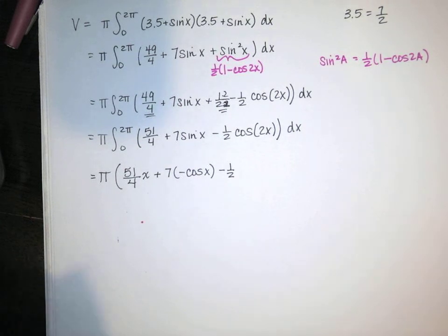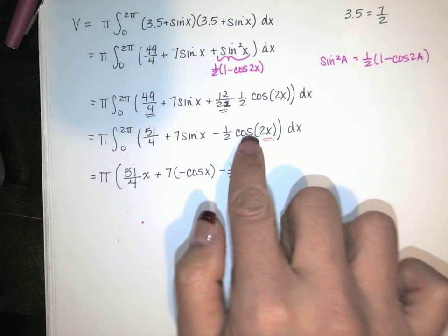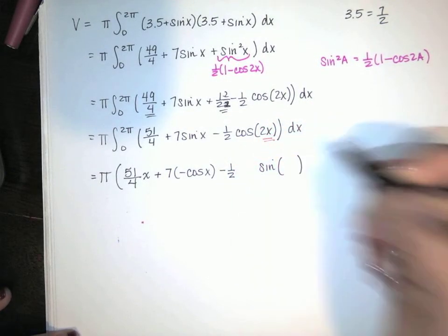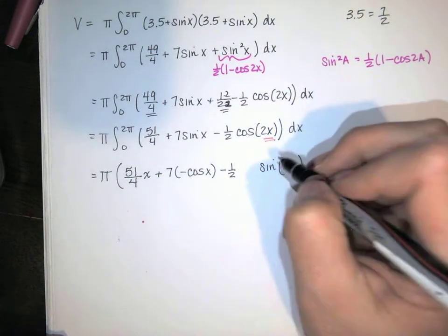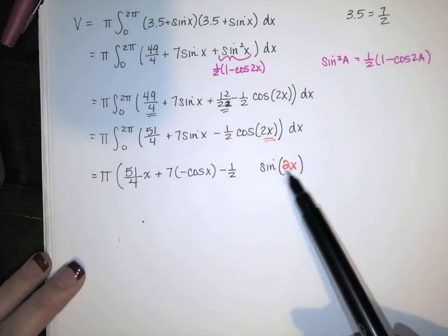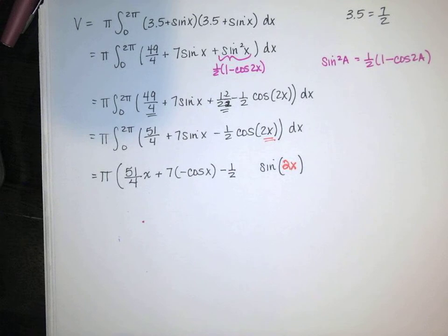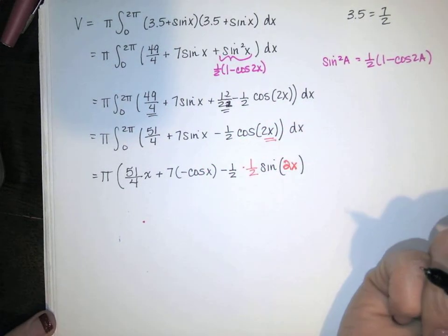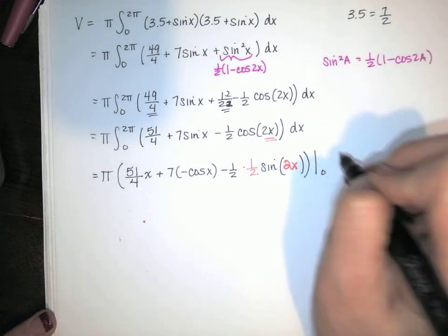Now this is a cosine of kx. The antiderivative of cosine of kx is sine of kx. So you replace the 2x back inside. Do not change your angle. Your angle is always going to stay the same. Now, if I were to take the derivative of this, I'd have to multiply by a 2, by the chain rule, right? If I'm taking the antiderivative, I have to divide by the 2, or multiply by 1/2, same thing. Okay, so that's our antiderivative.